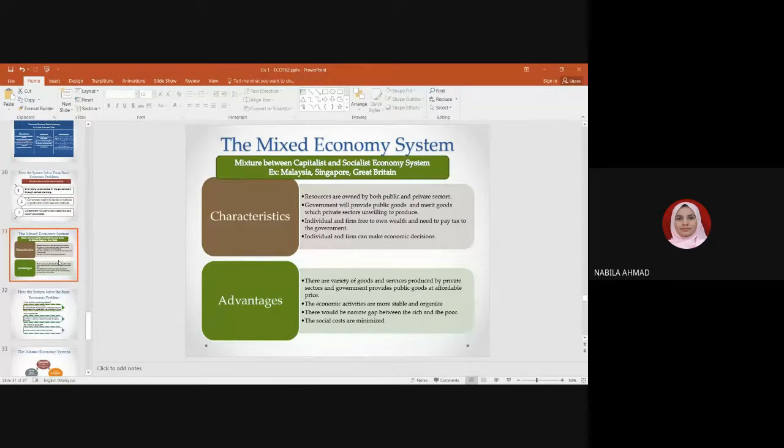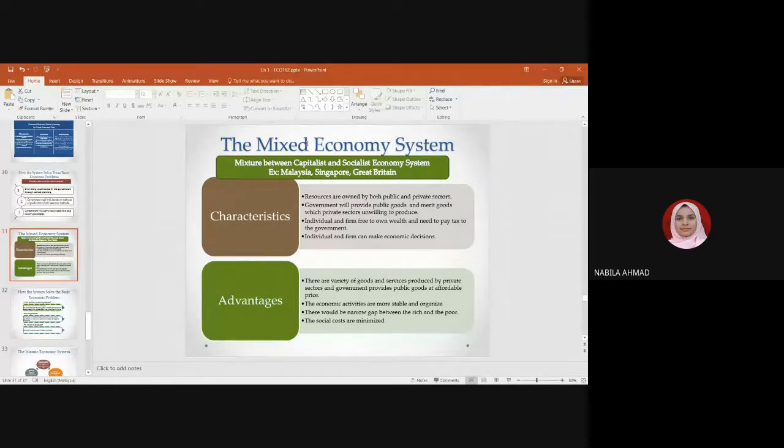Sebab apa? Kerajaan akan bagi banyak bantuan, subsidi dan macam-macam lagi kepada orang-orang miskin, dan orang-orang kaya pula perlu bayar tax dan sebagainya. Social cost will be minimized. Maknanya masalah pencemaran, masalah negative externality itu boleh dikurangkan sebab government akan enact law. Government akan create undang-undang untuk company ataupun untuk factory-factory yang membebaskan asap, pollution ni, pencemaran ni, ada tax dia. Jadi kurang masalah pollution untuk negara yang mengamalkan mixed economic system.